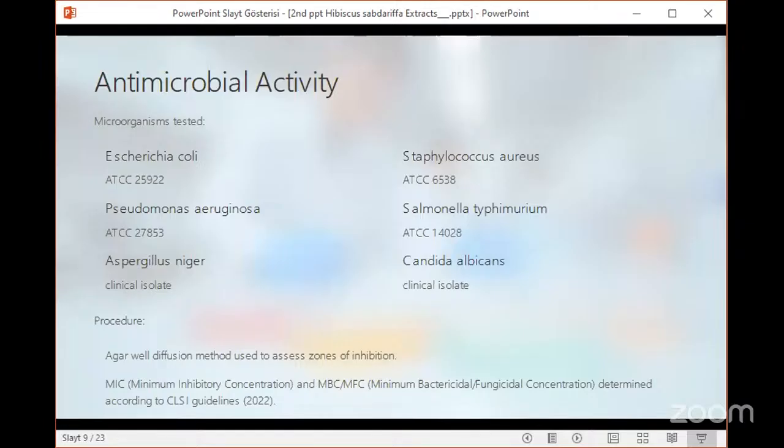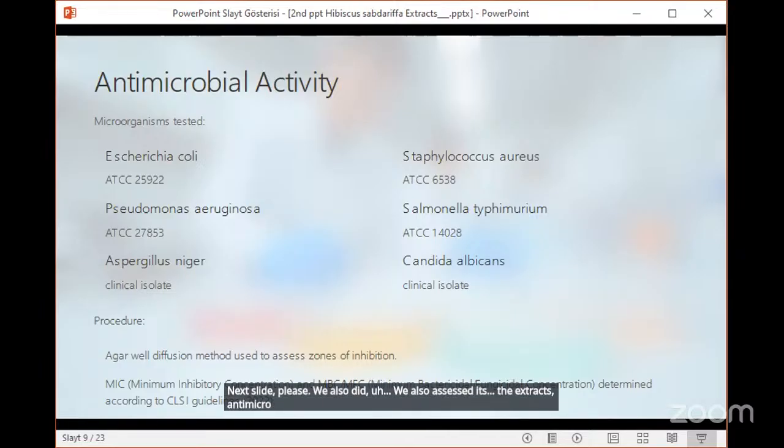We also assessed the extract's antimicrobial activity against some commonly known food spoilage microorganisms such as E. coli, the fungi Aspergillus niger, Salmonella, and Staphylococcus aureus. The next slide.